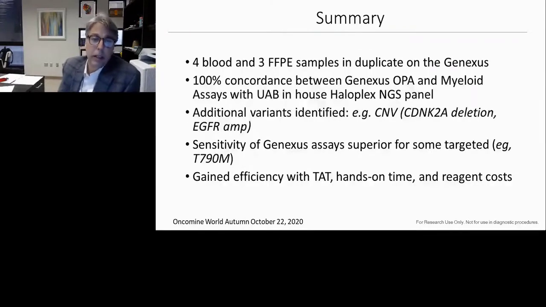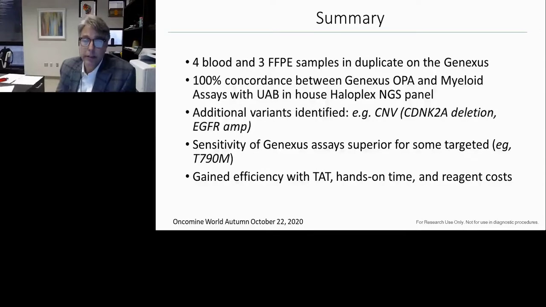So in summary, we looked at 4 DNA samples derived from blood and 2 DNA samples derived from FFPE research specimens, and 1 RNA that was isolated from FFPE. These were all run in duplicate on the Genexus. We had 100% concordance between the Genexus OPA, which is the Oncomine Precision Assay, and the Genexus Myeloid Assay with the UAB in-house Haloplex assay.